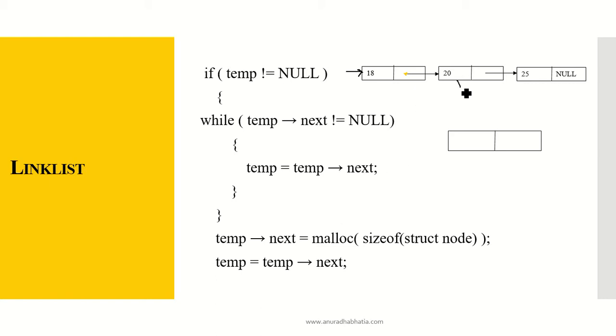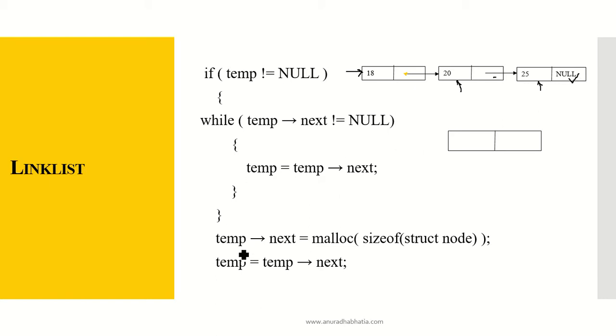So now my temp points over here. So this is my temp. It goes back into the loop, says temp pointer next not equal to null. This is not null over here. So I say temp is equal to temp pointer next. So my temp now points over here. And temp pointer next is not equal to null, but yes, my temp pointer next is equal to null.